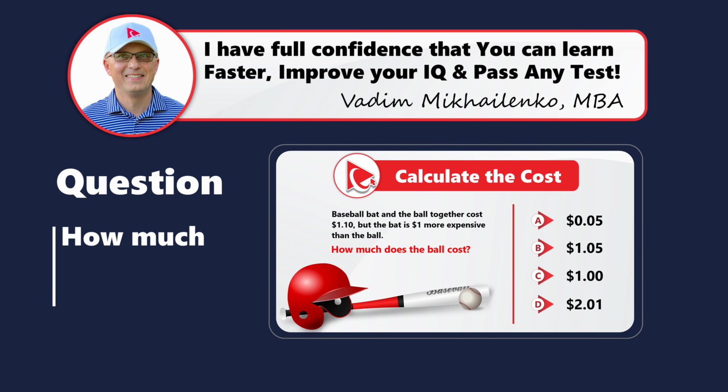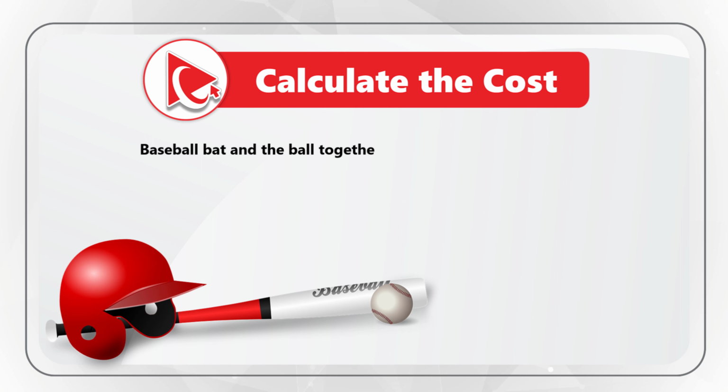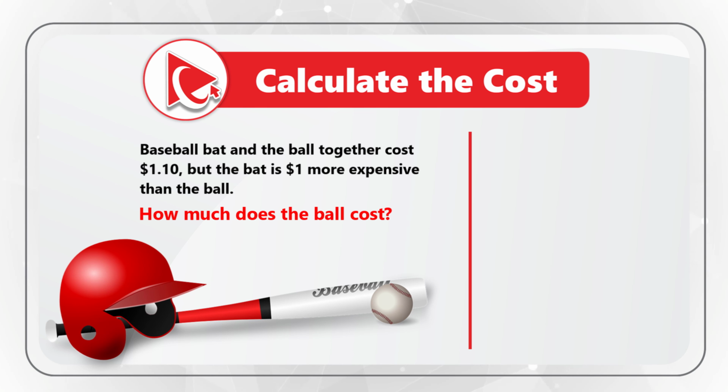This is one of my favorite questions because it tests a variety of different skills on the test. A baseball bat and the ball together cost $1.10, but the bat is $1 more expensive than the ball. How much does the ball cost? You need to select one out of 4 possible choices.